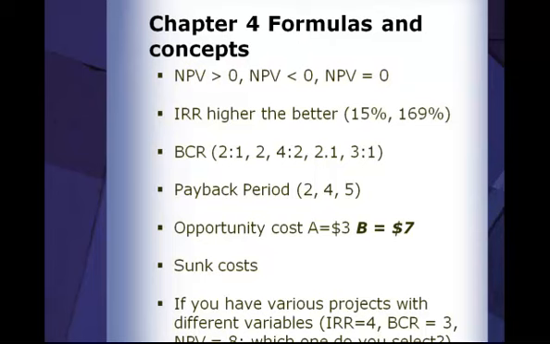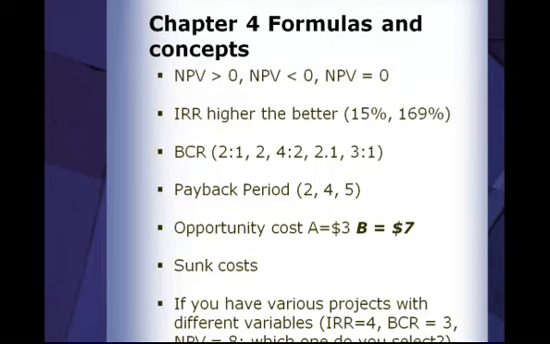Okay? Internal rate of return, the higher the better. You've got two options. You want to take the 169% one. Now obviously it won't be that high on many projects, but always take the higher IRR. Benefit cost ratio, 2:1. You have to know that that's the same thing as 2. Different from 2.1. You always want to take the highest BCR. So if you've got 5 projects, take the one with the highest benefit cost ratio. Payback period, you always want to take the shortest payback period.